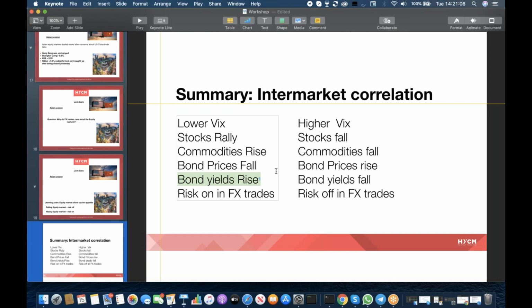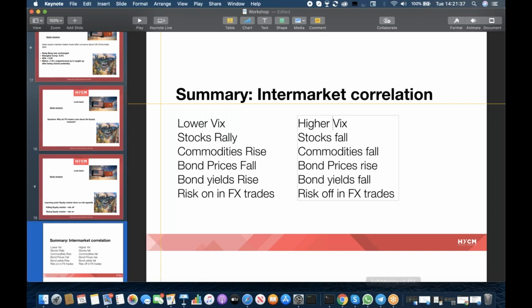Now, when it's risk off, you've got a higher volatility index and stocks falling. Commodities fall too, because folks are concerned about global growth and the things involved in growth. Copper, iron ore and oil tend to fall in price. You get bond prices rising as money rotates out of stocks into bonds, and bond yields falling. That's when you've got that risk-off sentiment.